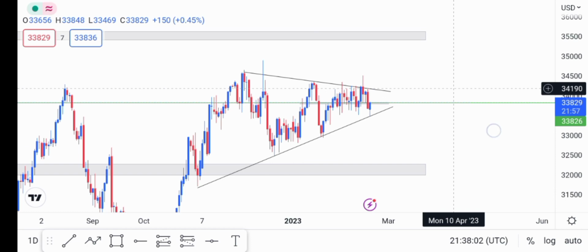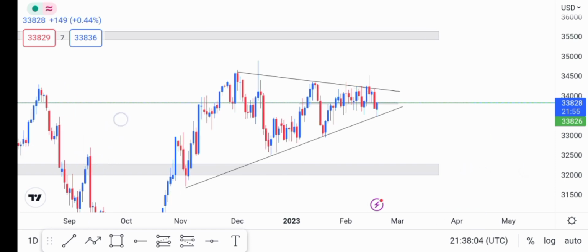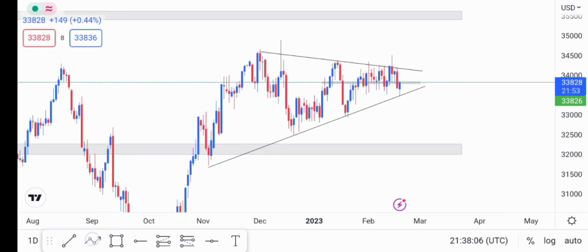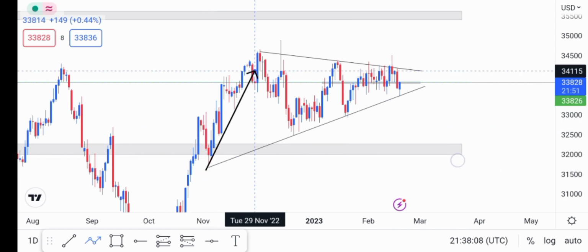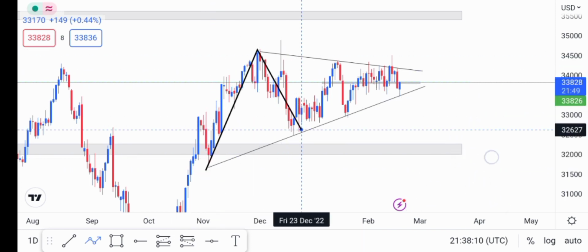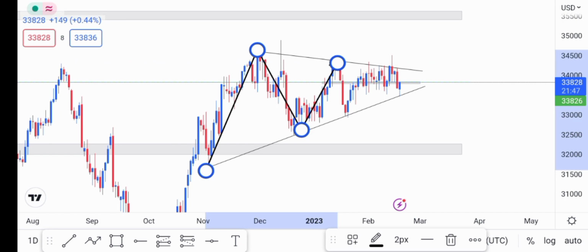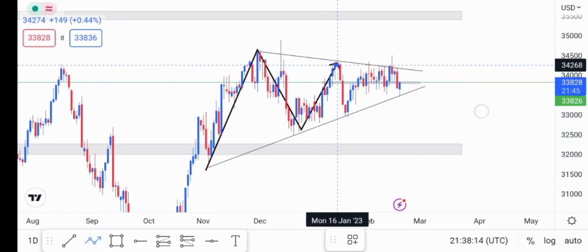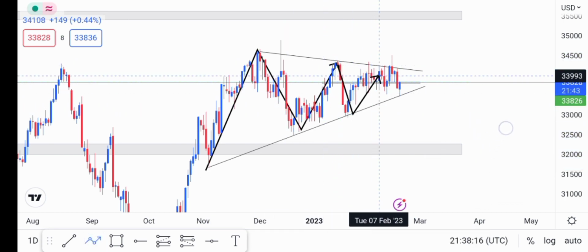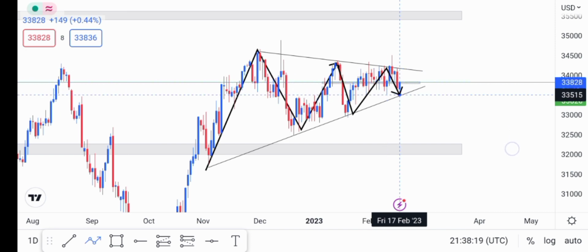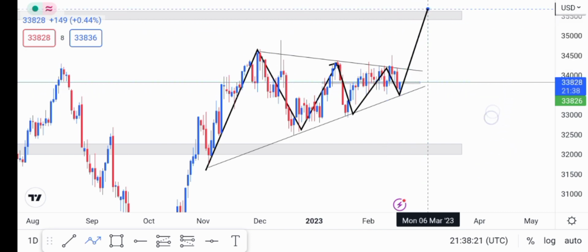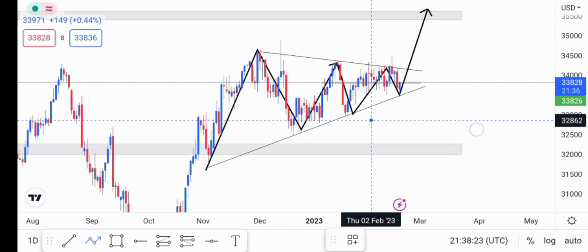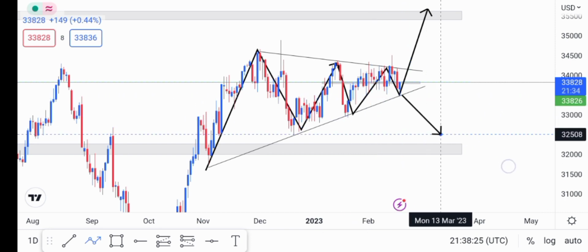So as you can see, we're inside a triangle. Bear in mind we're still on the daily time frame, guys. So we had this kind of movement. As you can see, the market is squeezing in, so it's still compressing itself. Okay, so we had this touch over here. It's either going to break to the upper side or to the lower side.